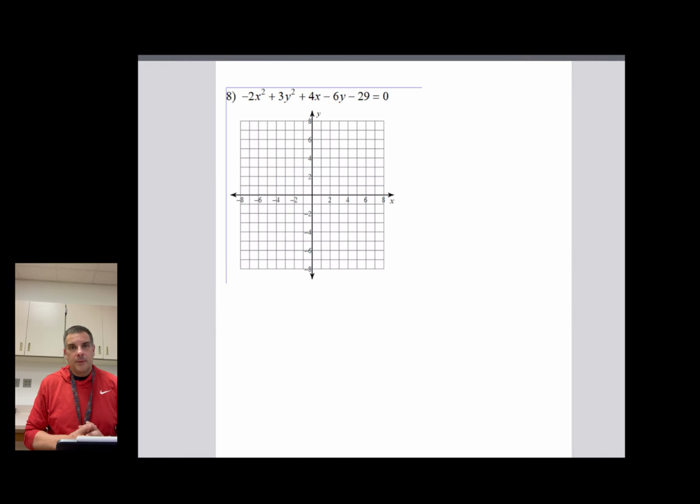Okay, so let's look at a second one. We'll do this one together. The second part, we'll do this together. And this is the last example that we're going to do, and I think we'll just do this one through, we'll work it out all the way. Okay, so how do we know it's an ellipse?